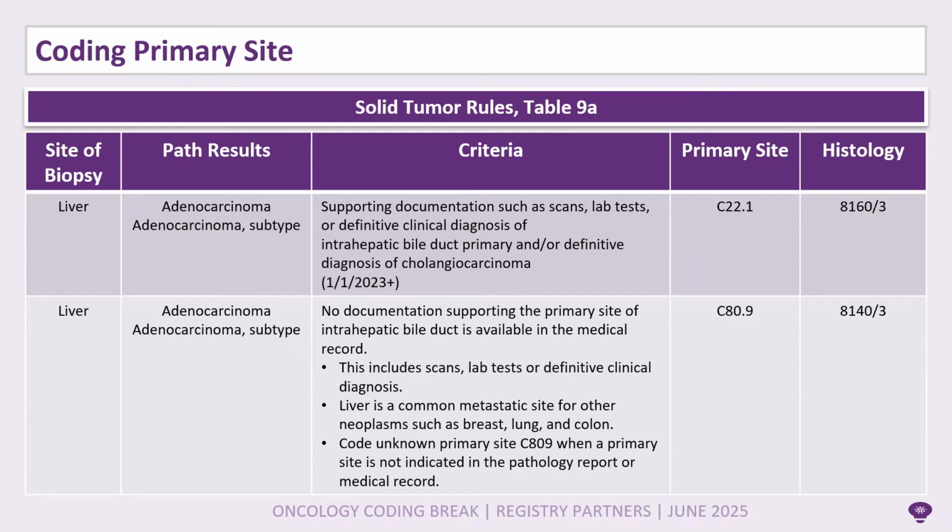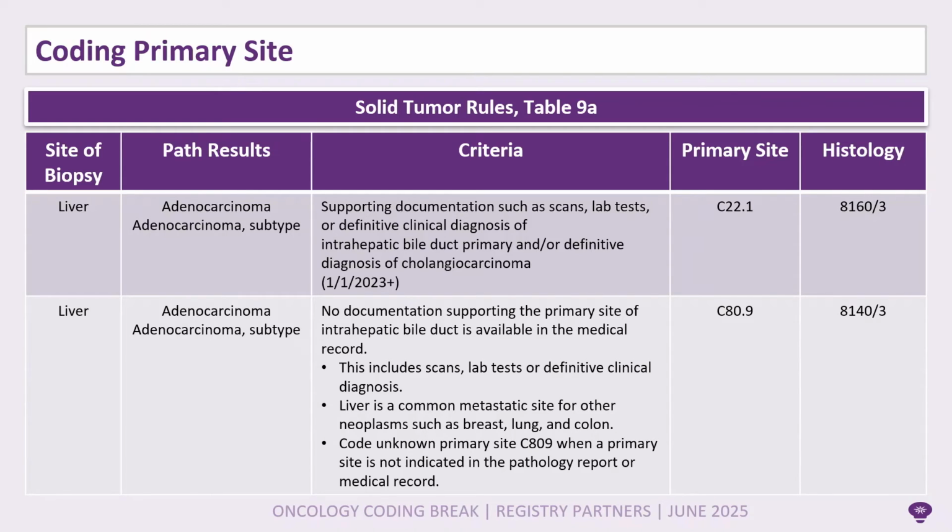So if you do have a liver biopsy, the pathology result is adenocarcinoma or a subtype of adenocarcinoma. And we have supporting documentation such as scans, lab tests, or a definitive clinical diagnosis of intrahepatic bile ducts, or a definitive diagnosis of cholangiocarcinoma. Then the primary site would be coded to C22.1 intrahepatic bile ducts, and the histology would be 8160/3. This is as of 1/1/2023 and forward.